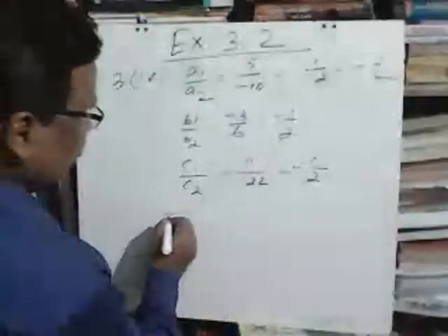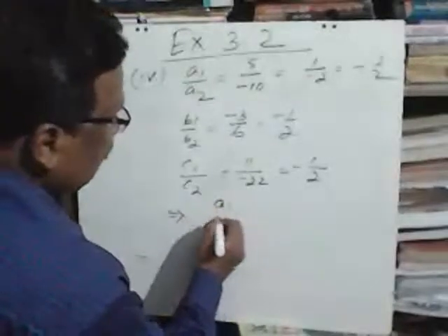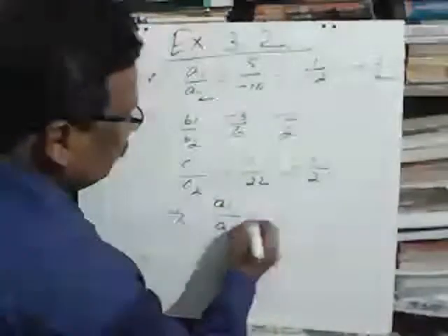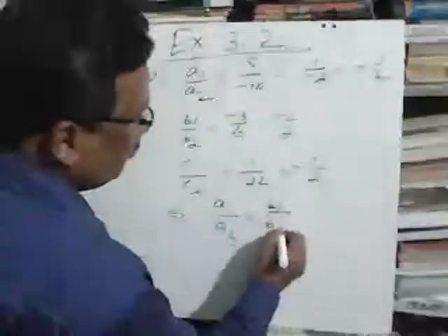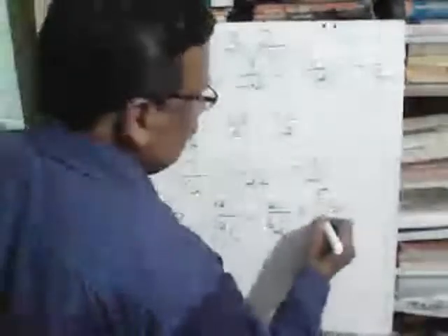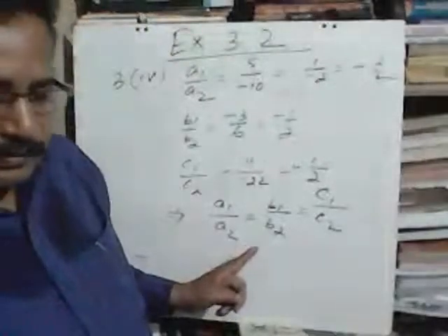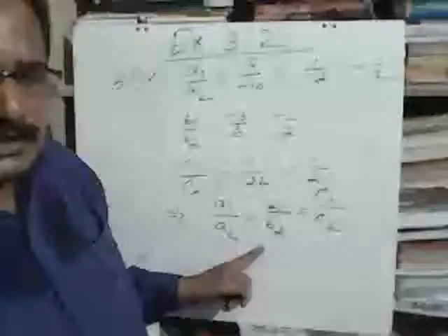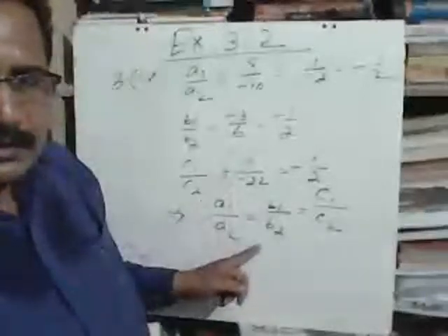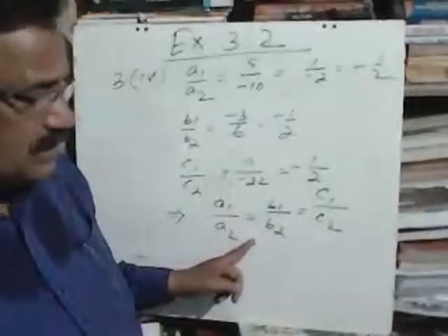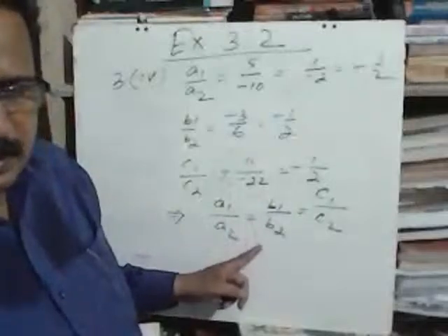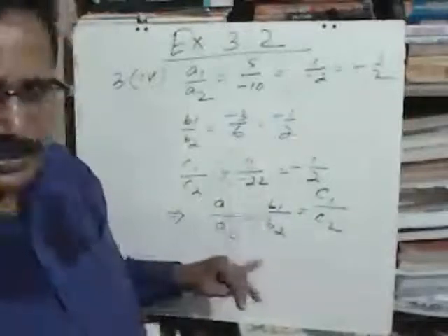So this implies A1 by A2 equals B1 by B2 equals C1 by C2. This means the system has infinitely many solutions. Lines are coincident to each other. The system is consistent. As a solution exists, it is consistent. Okay, in that way you will try to solve the problems.